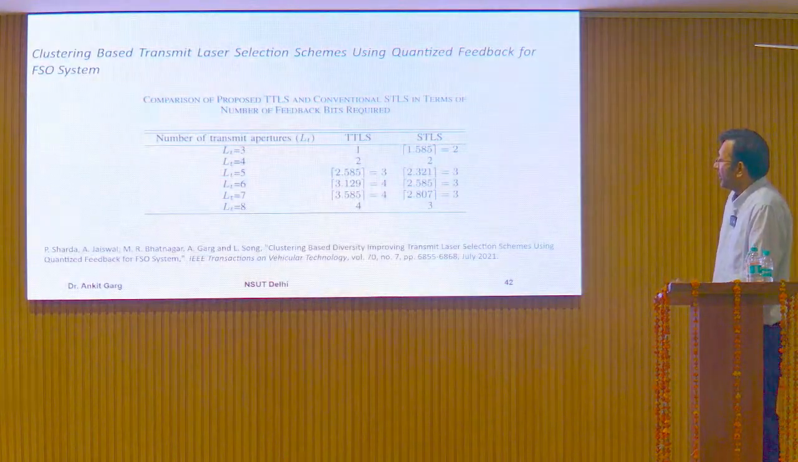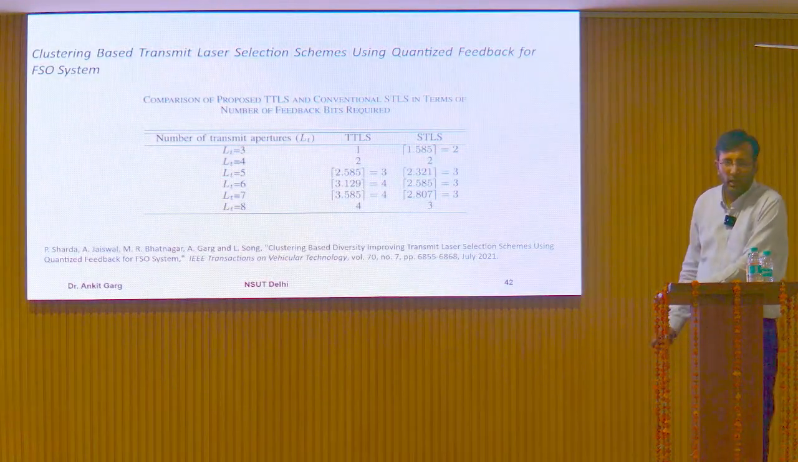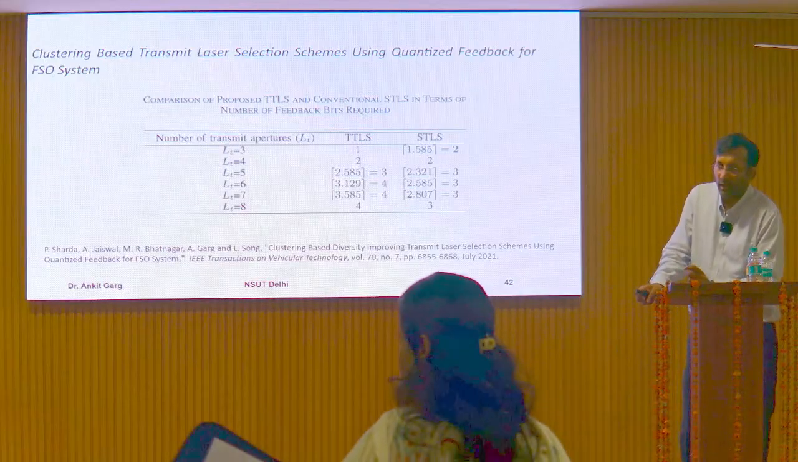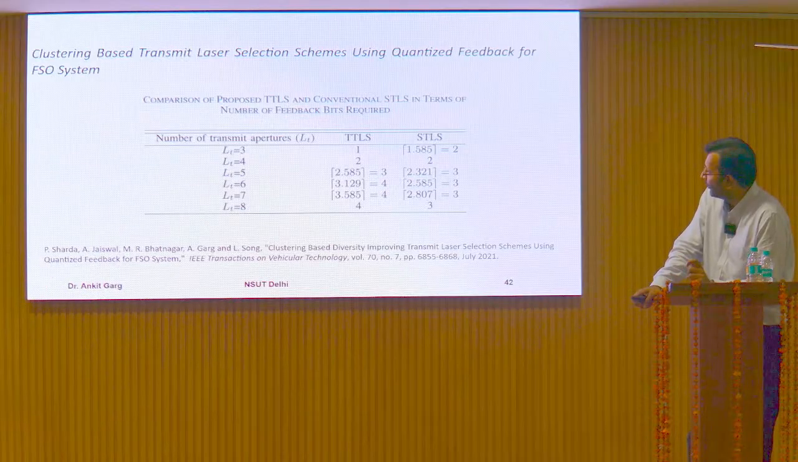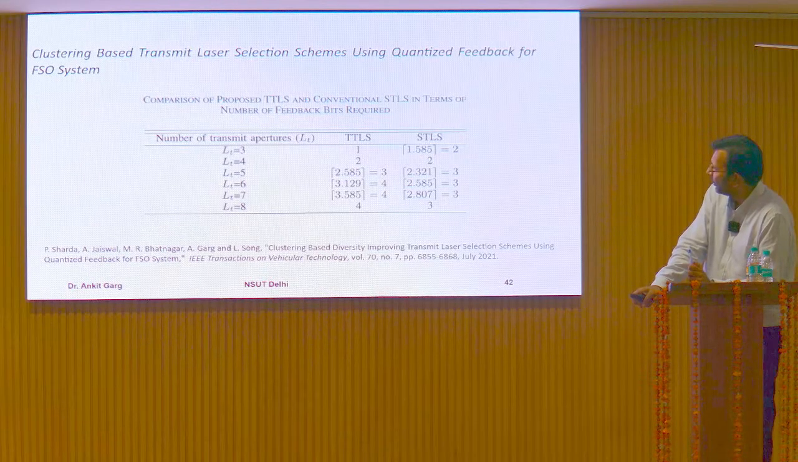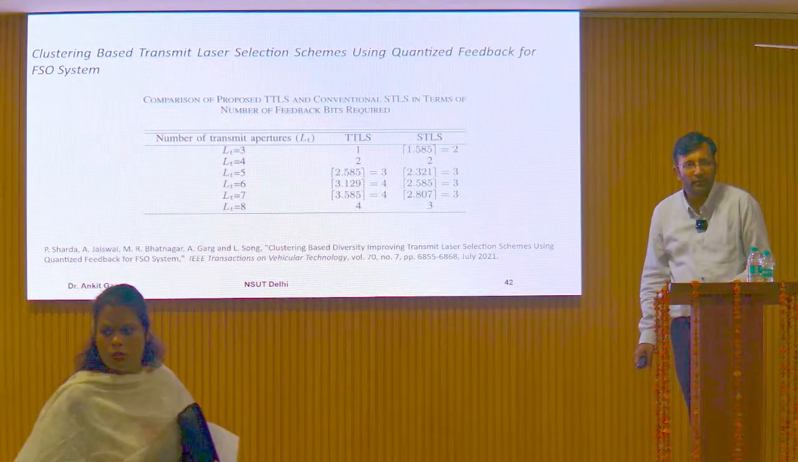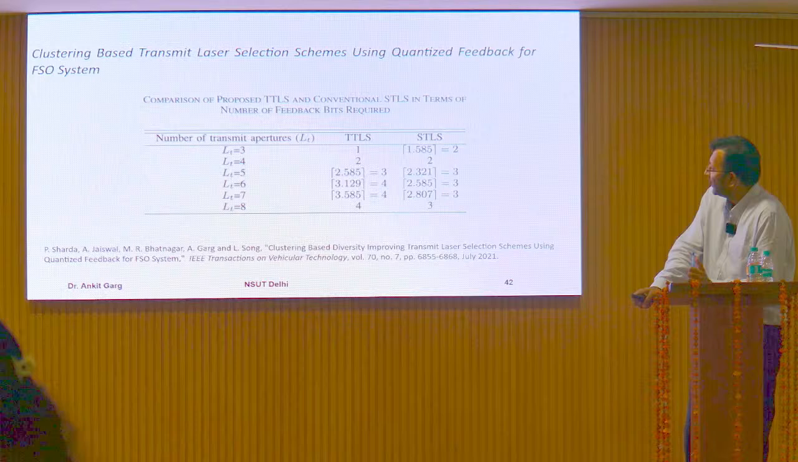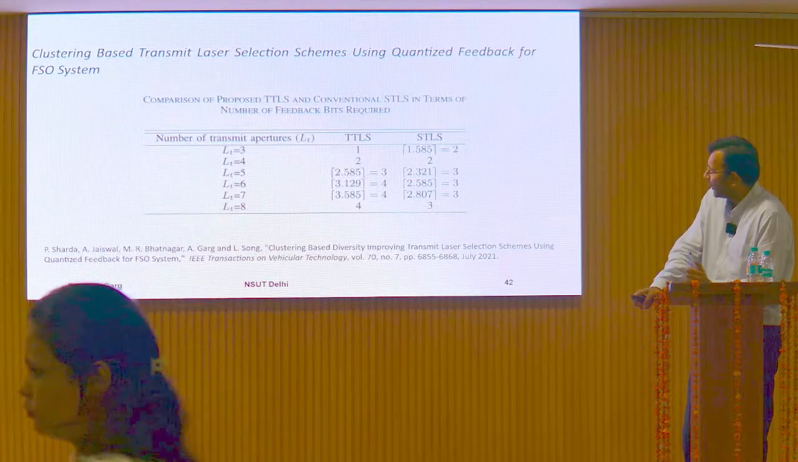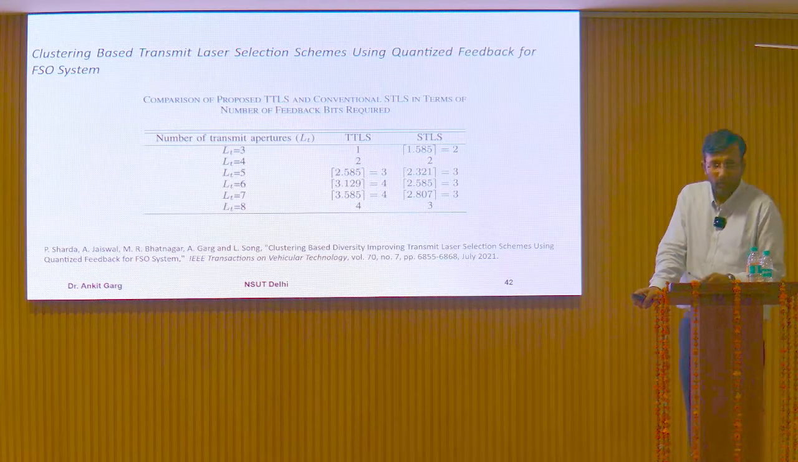Right. So here is the comparison between selecting the two transmit lasers and a single transmit laser based upon the required number of feedback bits. For LT equals 3, it is 1 and 2. For LT equals 4, we have 2, 2, and for LT equals 8, which we have already seen for the case of B2RS, selecting the best two relay antennas, right? Single antenna selection would require slightly fewer feedback bits in comparison to selecting the two transmit lasers.